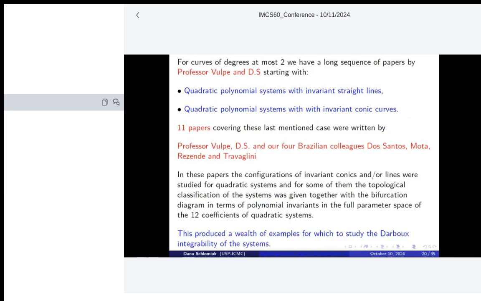For curves of degrees at most 2, we have a long sequence of papers obtained by Professor Wolf and myself, starting with quadratic polynomial systems with invariant straight lines and followed up by quadratic polynomial systems with invariant conic curves. And we have 11 papers covering this last mentioned case. These were written by Professor Wolf, myself, and our 4 Brazilian colleagues, Dos Santos, Mota, Rezende, and Travaglini. In these papers, the configurations of invariant conics and/or lines were studied for quadratic systems, and for some of them, the topological classification of the systems was given together with the bifurcation diagram in the full parameter space of the 12 coefficients of the quadratic systems. And this produced a wealth of examples for which to study the Darboux integrability of the system.